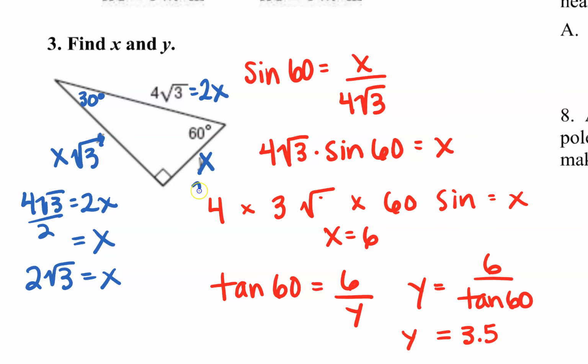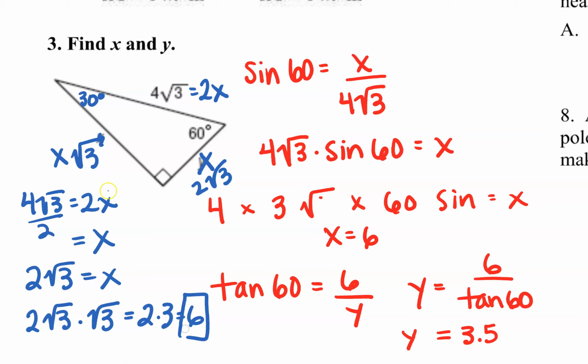So the small side is 2 square root 3. And then the long side is 2 square root 3 times the square root of 3. So the square root of 3 times the square root of 3 is 3. So 2 times 3 is 6. And so in this case, you get 6 either way for that side.